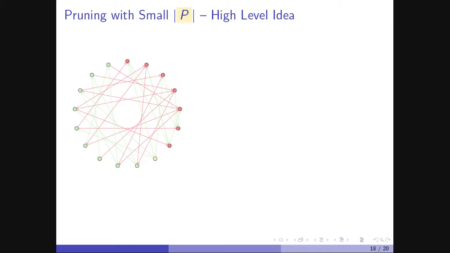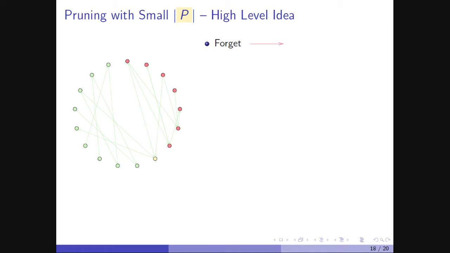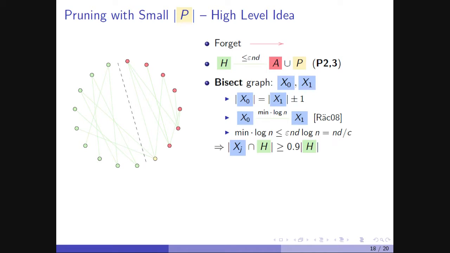So this is very interesting, I think. We just forget about bad edges, first of all. And then notice that the cut, honest players and corrupt players, has just a few cross edges. This is by properties 2 and 3. So you could find an algorithm that bisects the graph into two sets of about the same size.